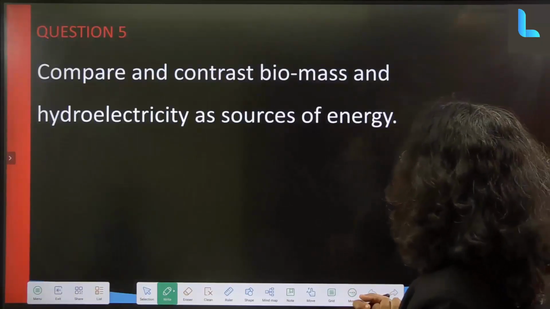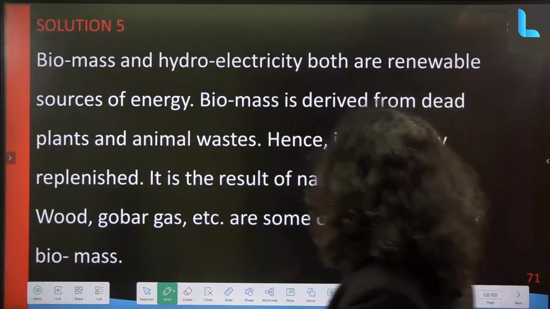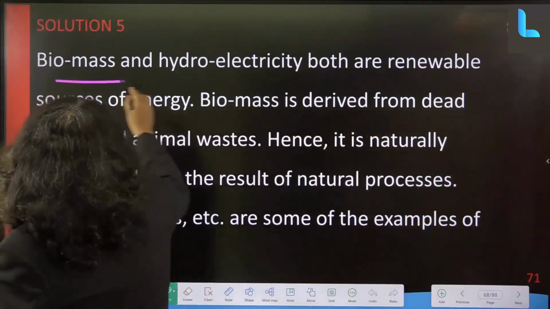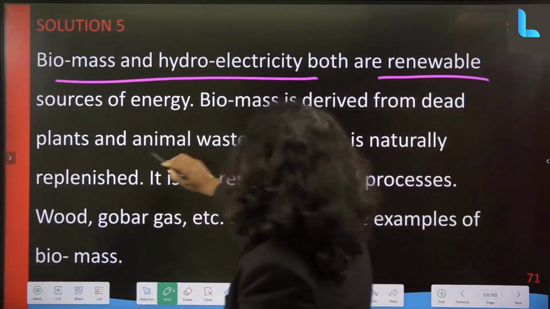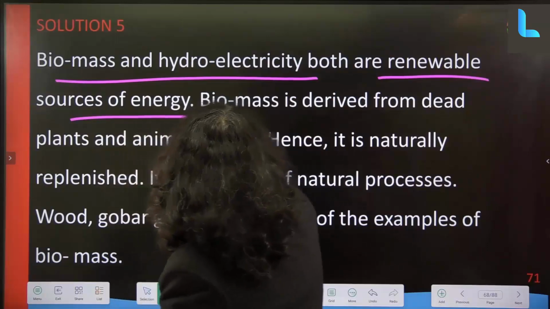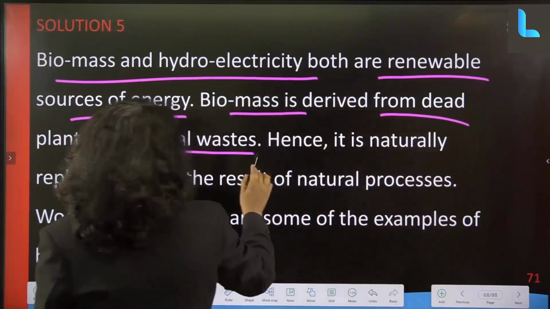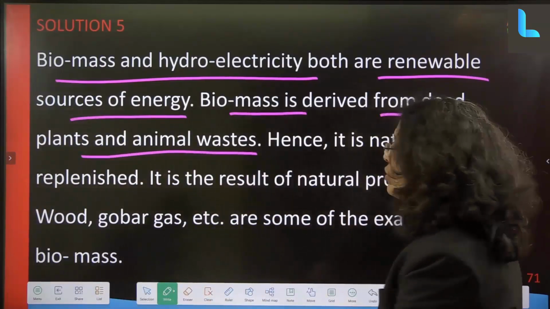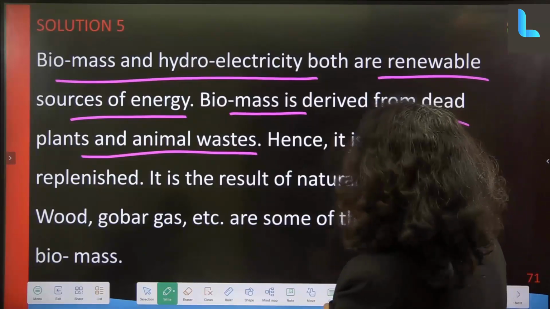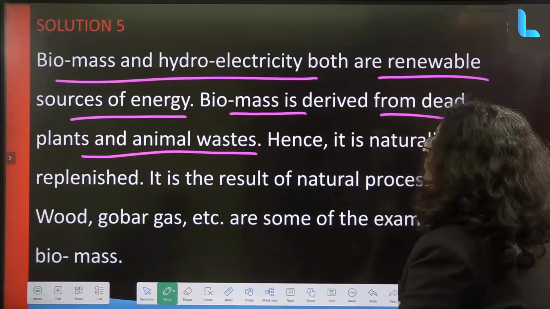Compare and contrast biomass and hydroelectricity as a source of energy. Now, biomass and hydroelectricity, both are renewable sources of energy. Biomass is derived from dead and decayed plants and animal waste. Hence it is naturally replenished. It is a result of natural processes, and wood and gobar gas are some examples of biomass.